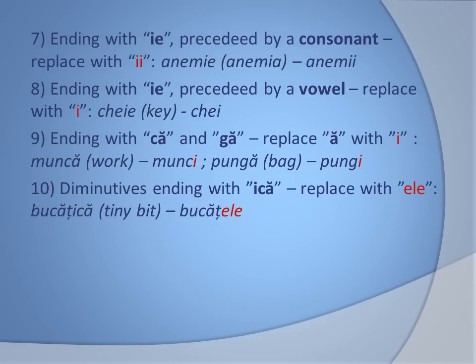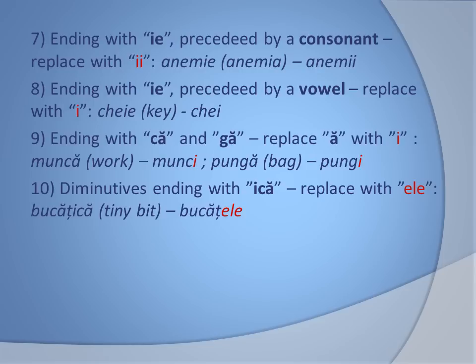For the nouns that end with the group ie, and this group is preceded by a vowel, you only have to replace the group ie with i, and you have cheie, which becomes chei. For the nouns ending with the groups ca and ga, you only have to replace the a with e. So you have muncă, work, which becomes munci, works. Pungă, bag, which becomes pungi.